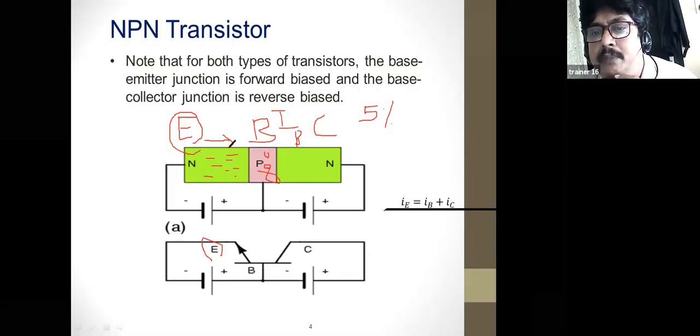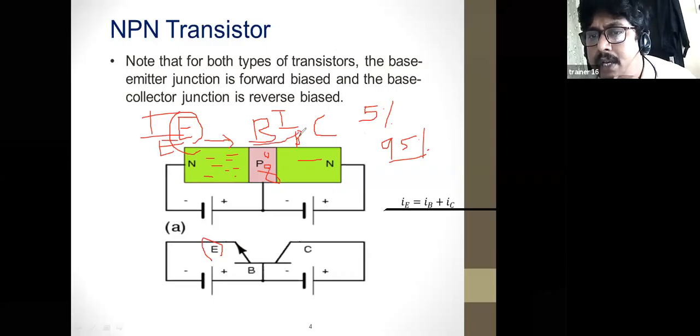Then the remaining 95% of electrons cross towards the collector, which is N-type. From the emitter current, 95% of electrons cross towards the N-type, that is, the collector, which collects the current. So the emitter current, IE, is the sum of the base current and the collector current.